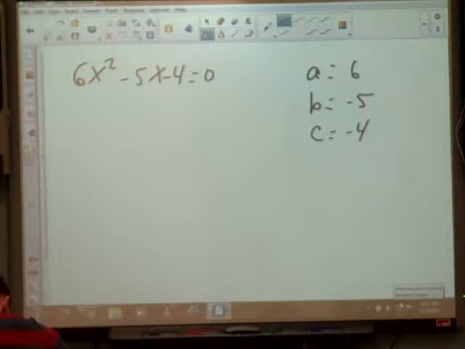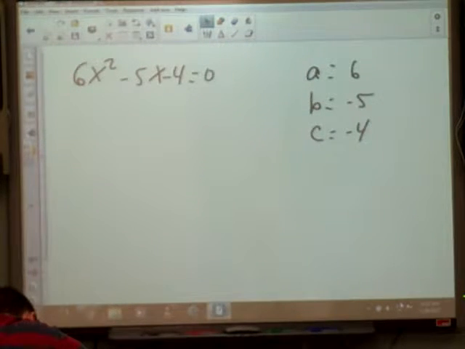Give you a hint. Both of your answers are fractions. It's okay. You can do it. X equals negative b plus or minus the square root of b squared minus 4ac all over 2a.